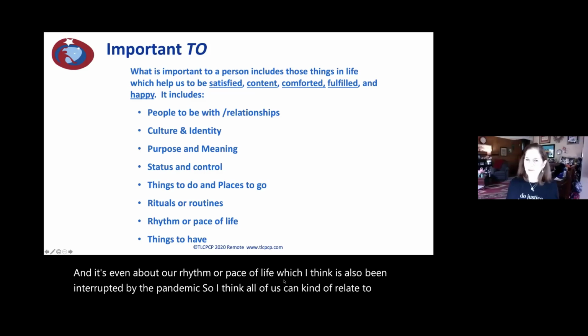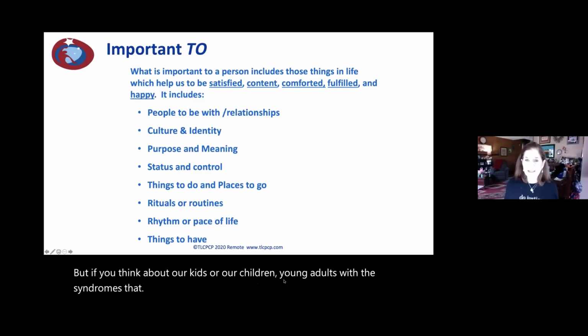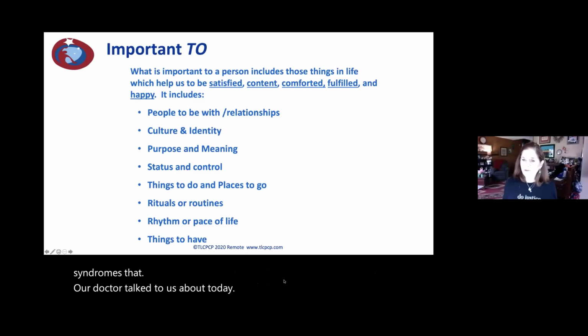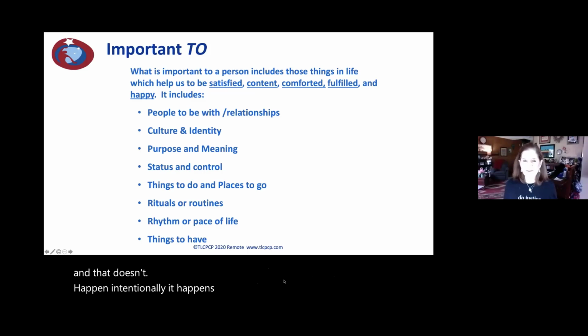But if you think about our kids or children, young adults with the syndromes that our doctor talked to us about today, how much of what they have lost about what's important to them has been lost because of the diagnosis, because of the medical conditions. And that doesn't happen intentionally, it happens accidentally. I'll show you why in just a moment.